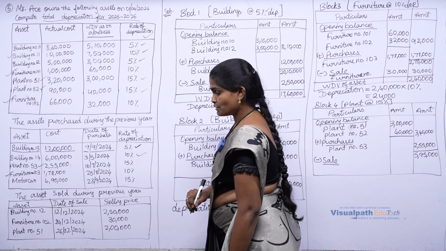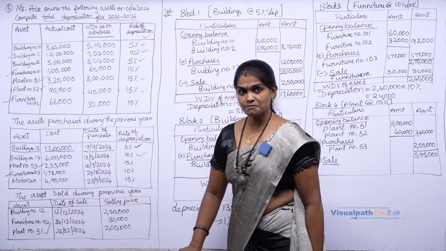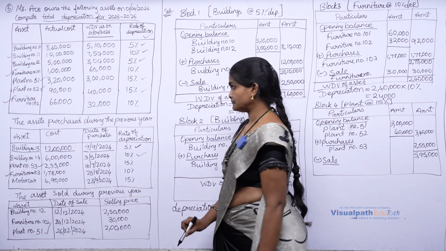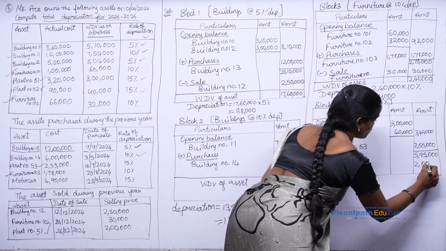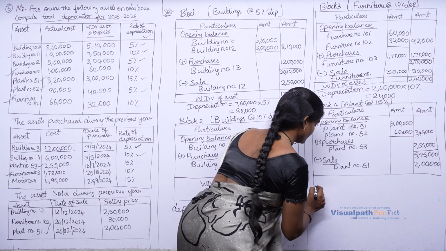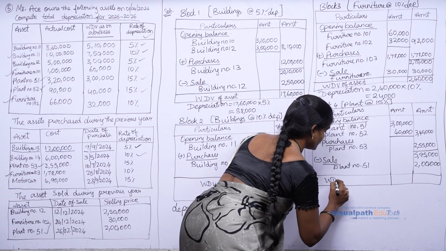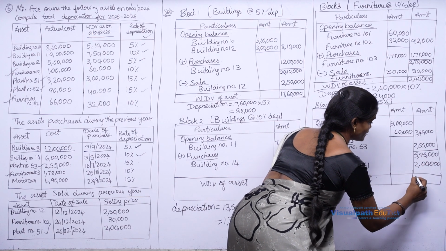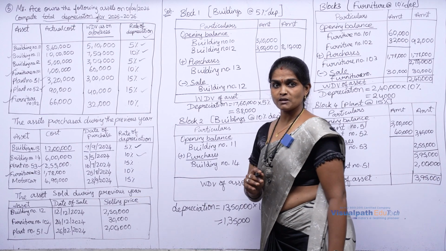After this, minus sale value. Is there any plant which is sold under this block? Yes, it is there. Plant number 51, which is sold for 2 lakhs. Clear? Now 5,95,000 minus 2 lakhs. How much will you get? That will be the written down value of the asset. 5,95,000 minus 2 lakhs, you will get 3,95,000.